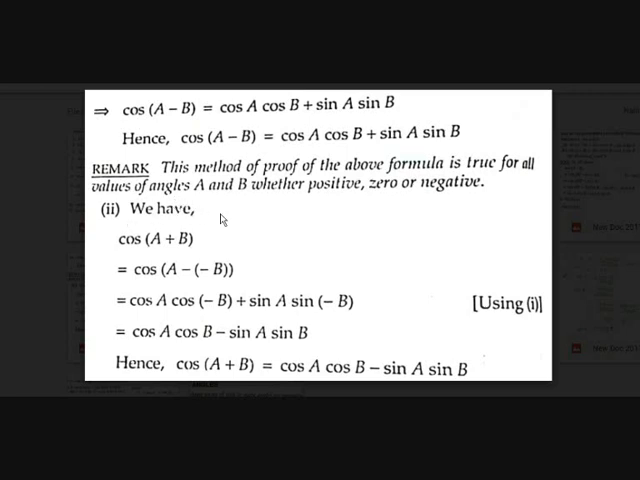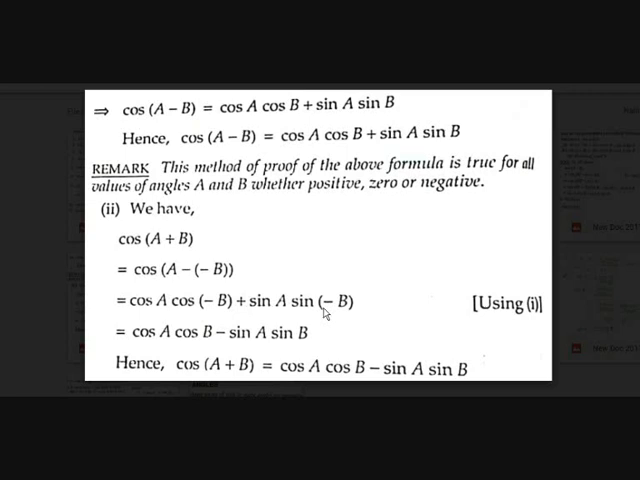Okay, then how to prove the sum of a and b? Cos(a + b), how to prove that? Okay, cos(a + b) means it is cos(a − (−b)). Minus into minus becomes plus. So it is cos(a − (−b)), means here two angles are a and −b. So cos a cos(−b) + sin a sin(−b).